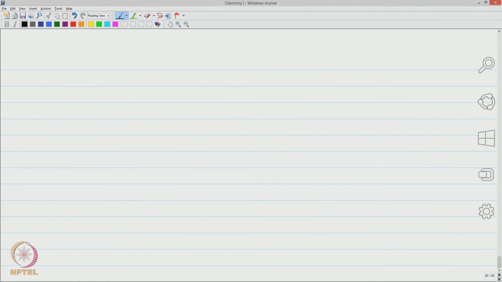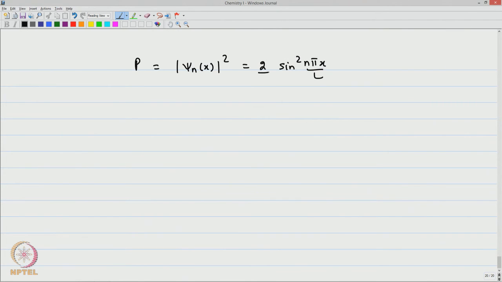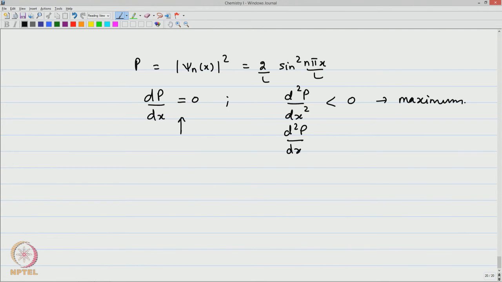So, what is the maximum? If the probability is given by psi n of x whole square, and that is essentially sine square n pi x by L times 2 by L, then the maxima or minima is obtained by taking the derivative of this probability with respect to the position and setting that equal to 0, and whatever value that we get for x, if we substitute that in the second derivative, if this is less than 0, then it is a maximum for this value of x satisfied by this equation, and if it is greater than 0, it is a minimum.